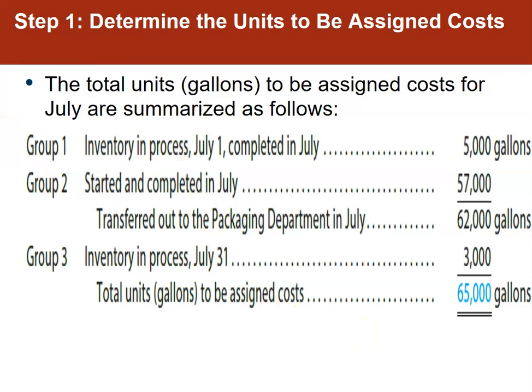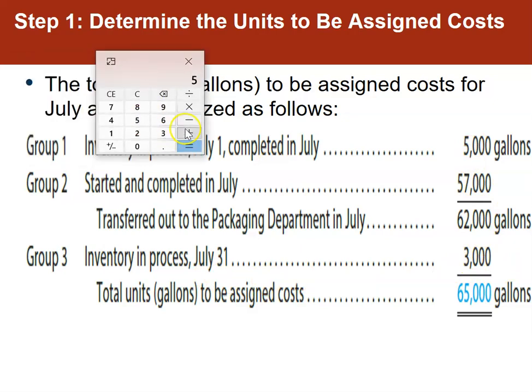So let's see what we have here. We basically talked about this already, but again, group 1, we had already an existing inventory, 5,000 gallons. Started and completed in July was 57,000. That gives us 62,000. We also had 3,000 gallons of materials that were started in the ice cream process in the month of July, but are not yet complete. Again, we add these three figures together. I'm just going to do this in regular numbers. 5 plus 57 plus 3 equals 65, in this case, 1,000 gallons.